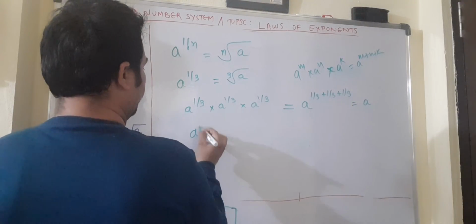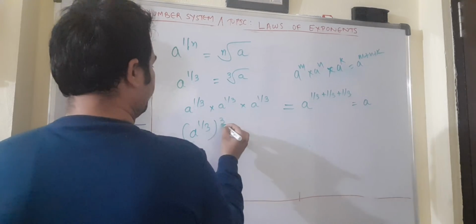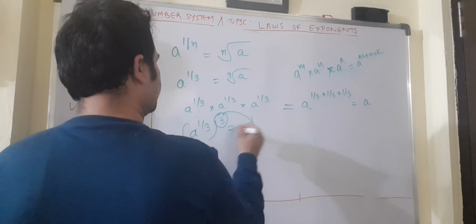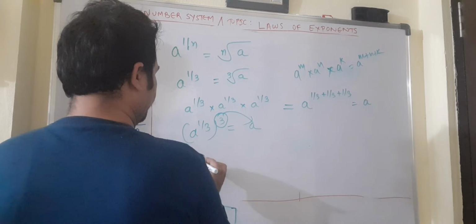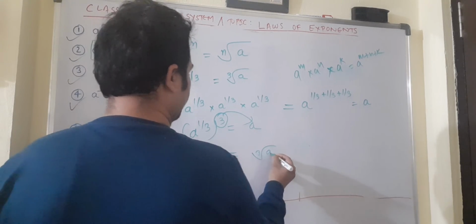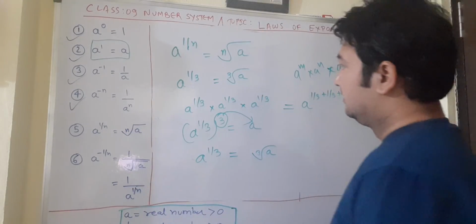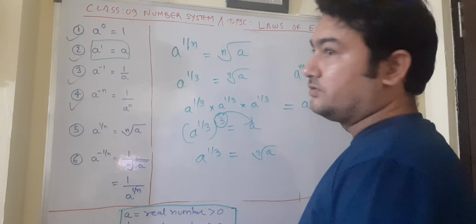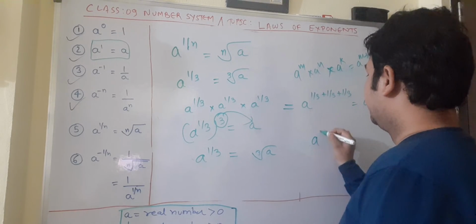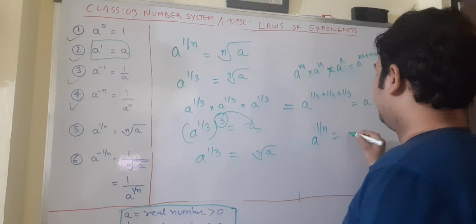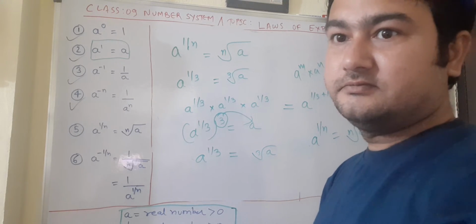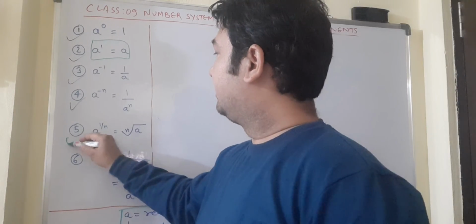So this is a raised to the power 1 by 3 cube equals a. By transposing this to this side, you get a raised to the power 1 by 3 equals cube root of a. So in these two examples, we find if there is a raised to the power 1 by n, it will become the nth root of a. Clear? We have covered this as well.